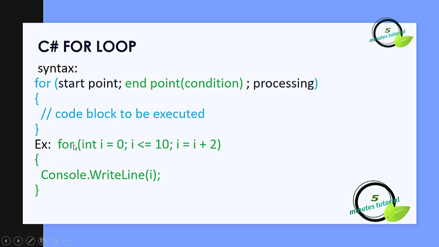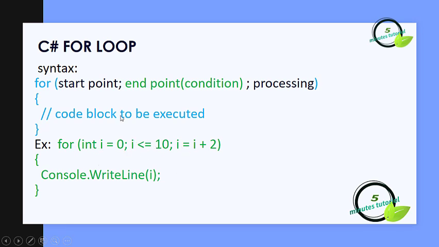Here we have initialized the integer I by assigning 0 as the starting point. Then here we have given a condition: is I less than or equal to 10 or not? If I is less than or equal to 10, then it will execute the code, and then it will add 2 with I. So here is the processing. We are adding 2 with the value of I.